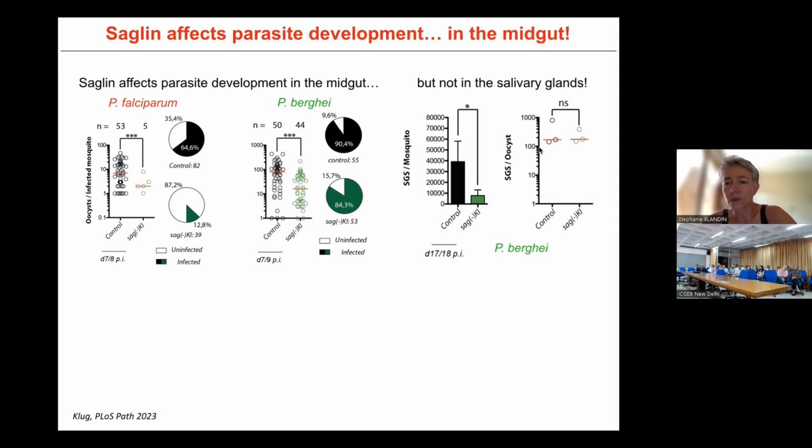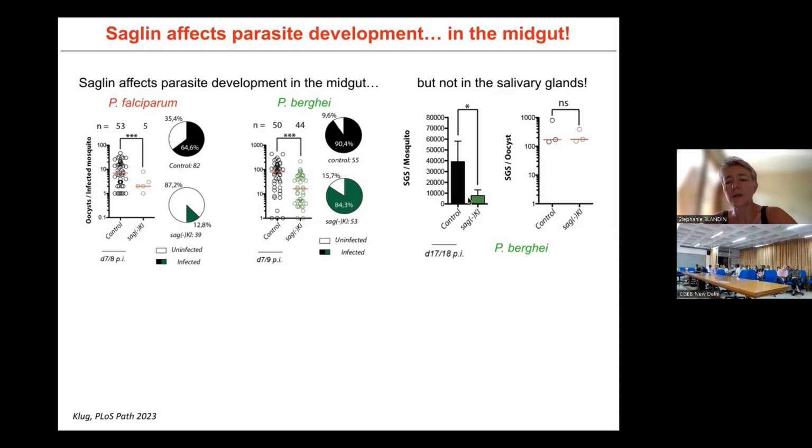However, if we make a ratio between the number of sporozoites in the salivary glands over the number of oocysts, they are actually very similar in the control and in the Saglin-deficient mosquitoes. So this means that if we have fewer sporozoites in the Saglin-deficient mosquitoes, it's only due to the fact that they have fewer oocysts developing in the midgut. And it's not that the sporozoites that are released have more difficulty penetrating into the salivary glands. So our data actually contradict, to some extent, the model that has been published by Marcelo Jacobs-Lorena's lab.